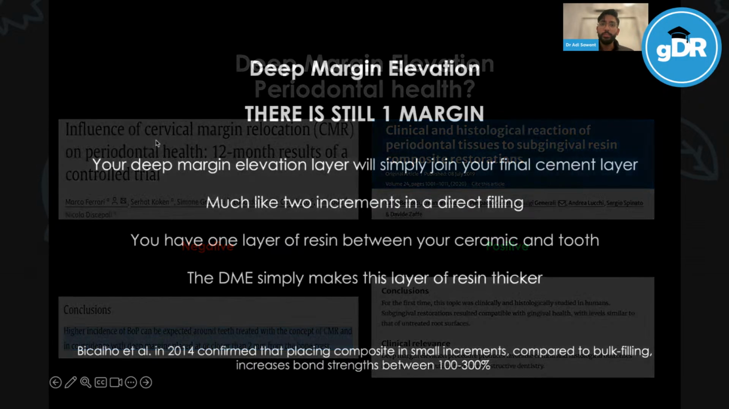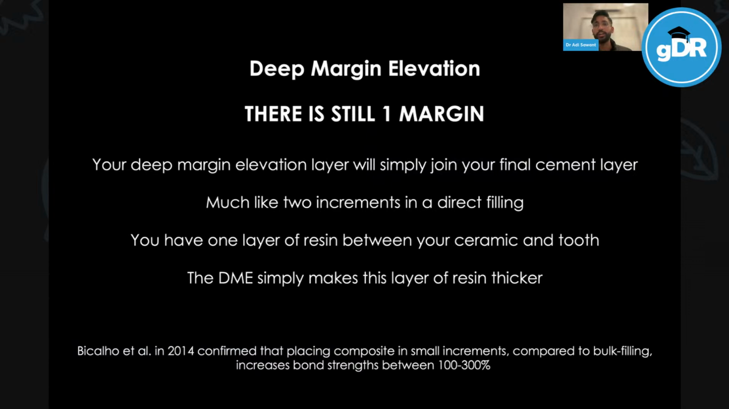Another critique of deep margin elevation: some people say, oh, there's multiple margins, right? One thing I'd ask you is, when you place your direct fillings, is there a margin between each increment? No, there isn't, right? And in the same way, you've got your deep margin elevation layer and you've got your final resin cement or your flowable. That's all bonded together because we're dealing with bonded margins. So it's essentially like if you took your resin cement layer and you just made it thicker.